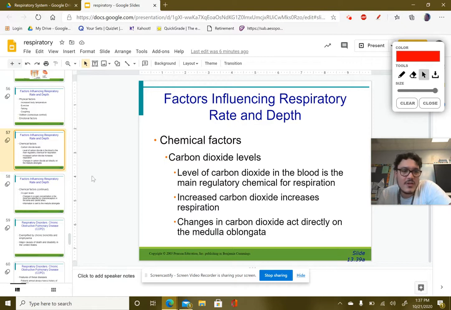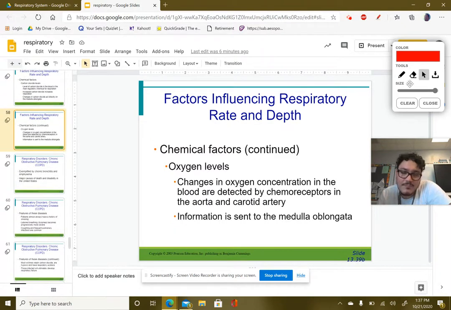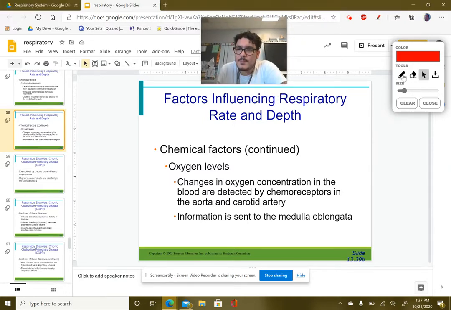On the opposite spectrum, we have oxygen. What's going on with oxygen? Well, again, it's a yin and yang type situation. Changes in oxygen concentration in the blood are detected by chemoreceptors in the aorta and carotid artery. We're going to learn about those arteries as we progress. Information is sent to the medulla oblongata. So the summary for this is pretty straightforward, right? The summary for this is easy enough.